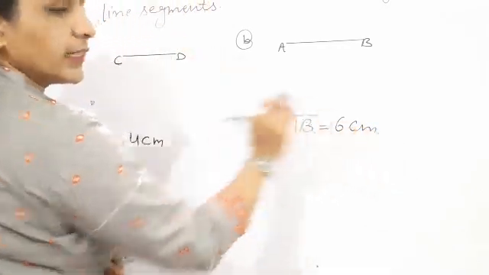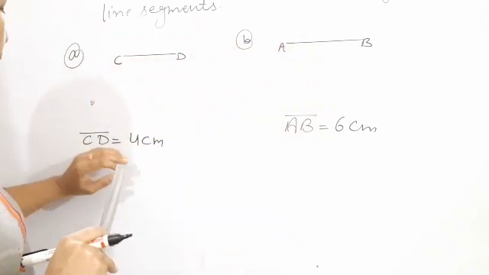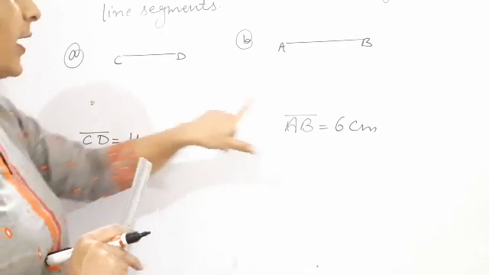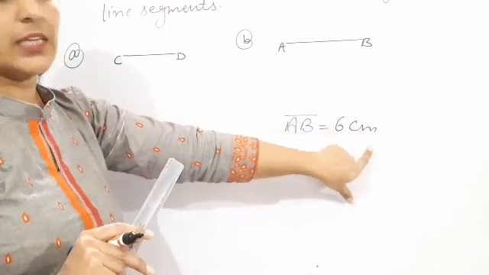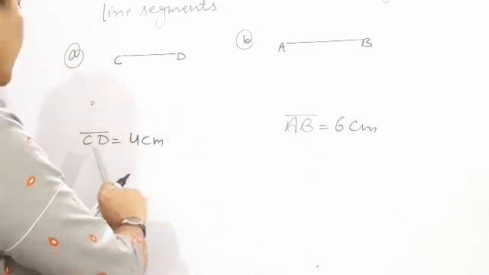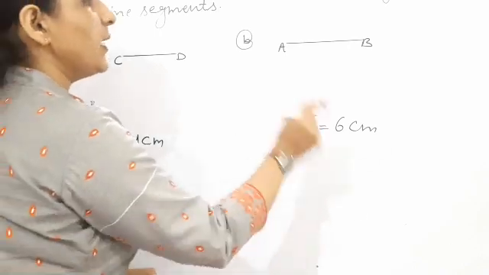Both are the correct answer according to your book. Here I am making it roughly, but according to your book the length of the line segment CD is 4 centimeter and the length of AB is 6 centimeter. Both are correct. So from your book you see, and here you only write the answer: CD 4 centimeter and AB 6 centimeter.